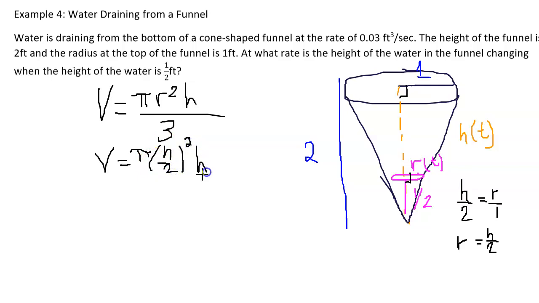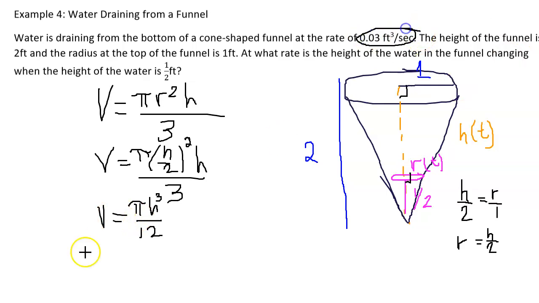squared over 3. And we can simplify that a little bit further, just as an h cubed, drop the 2 down into the denominator, or it's actually not a 2, it's a 4. And so we've got pi h cubed over 12. Whew! All right, so here's our volume formula. When we take this derivative, we're going to have dV/dt, which we know, and we're going to have dh/dt, which is what we're trying to find.